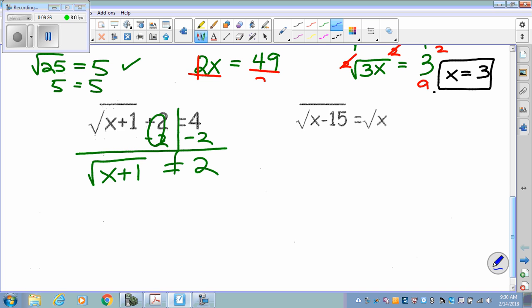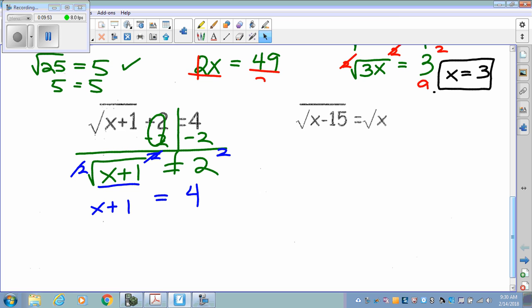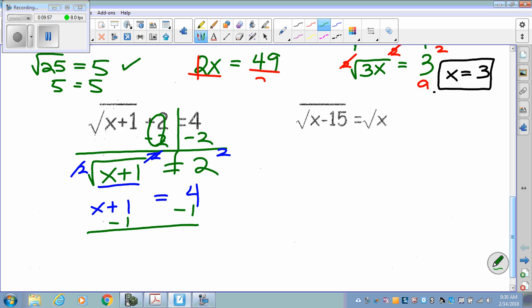Now my x is underneath the radical, so I need to get rid of the radical. So I'm going to do the inverse on both sides. The whole thing comes out, so x plus 1 equals 4. 2 times 2 is 4. And then now I will subtract 1 from both sides, so I get x equals 3 for that one.